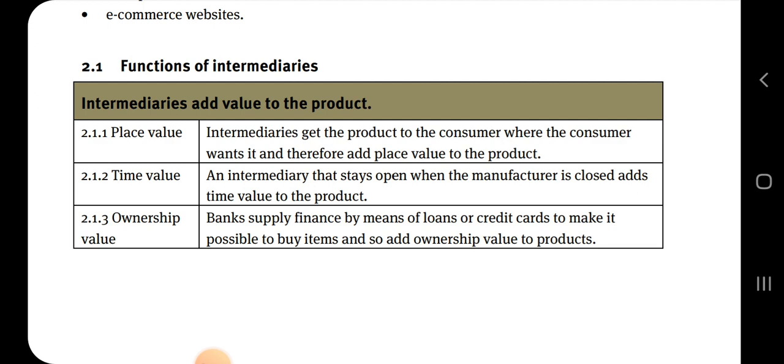With place value, they bring products close to customers. With time value, they open longer than manufacturers would open. So their trading hours are quite longer. And then there's ownership value. So banks supply finance by means of loans and credit cards. So they give you a sense of ownership. You are able to own that product.